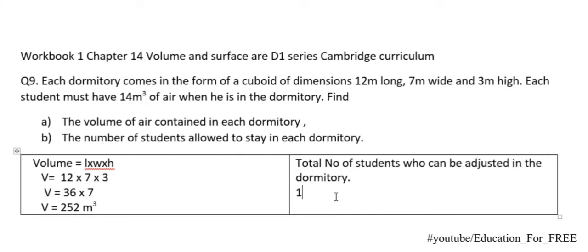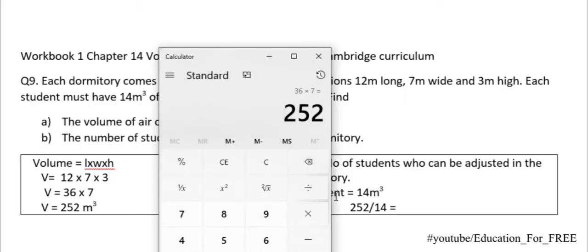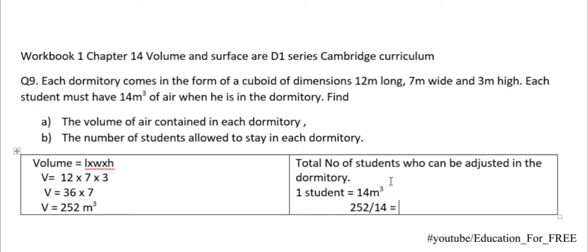Okay, now we know that one student will take at least 14 cubic meters of space. So now we have to calculate how many 14 cubic meters can be taken out of this 252. Like how many 14 cubic meters are there in this 252, and for that we need to divide it by this 14. So it's very simple, you need to divide these both quantities. 252 divided by 14, so that becomes total 18.